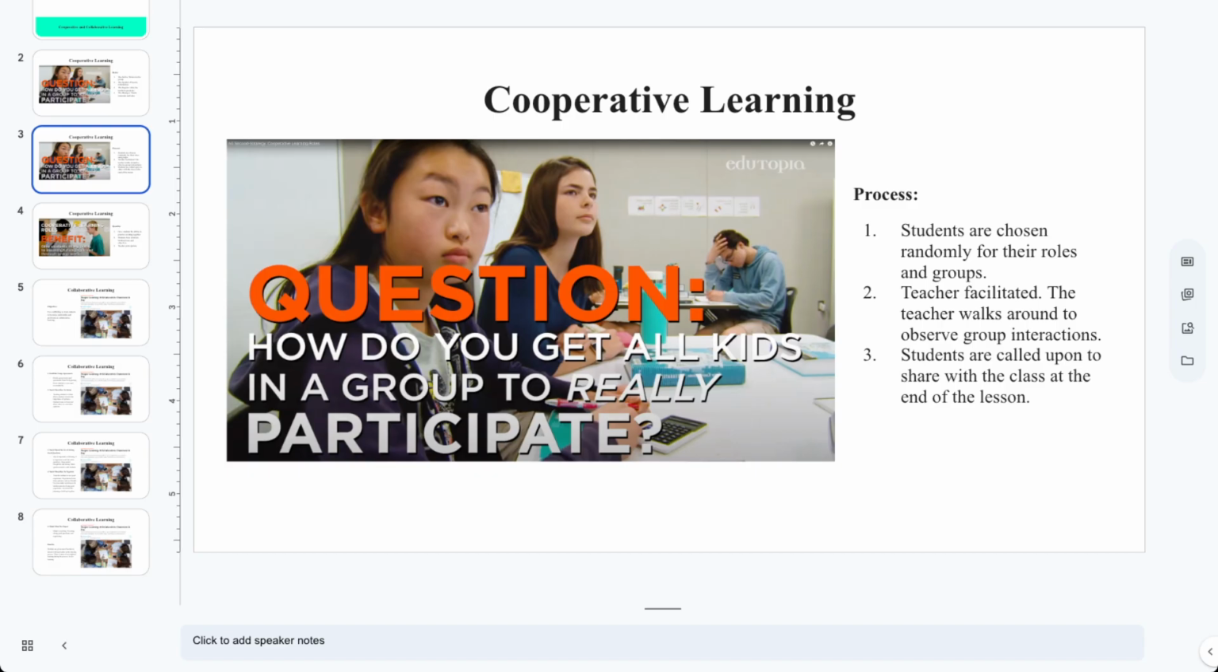Second part of this process is the fact that it's teacher facilitated. So the teacher's presence is pretty big with cooperative learning. The teacher is walking around, observing group interactions. The teacher is very hands-on here. And third, students are called upon at the end of class to share what their group worked on and what they found.